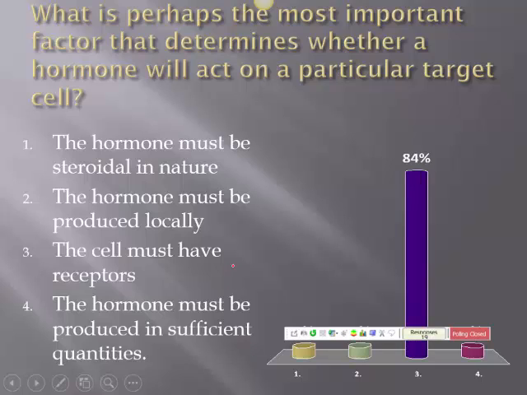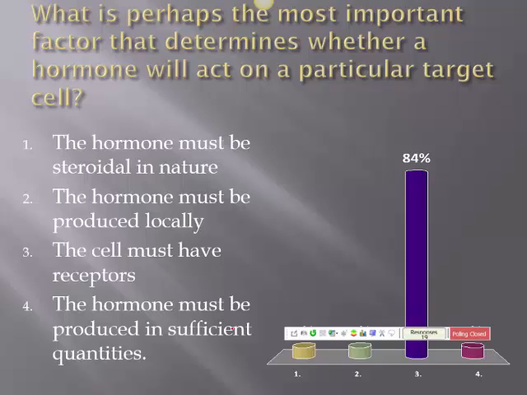Very good. Most of you got this right. Yes, the hormone must have receptors. It does not have to be steroidal because it could be proteinaceous, it could be lipid in nature. It doesn't have to be produced locally because only some hormones are produced locally. The hormone must be produced in sufficient quantities for it to be able to perform its full action.